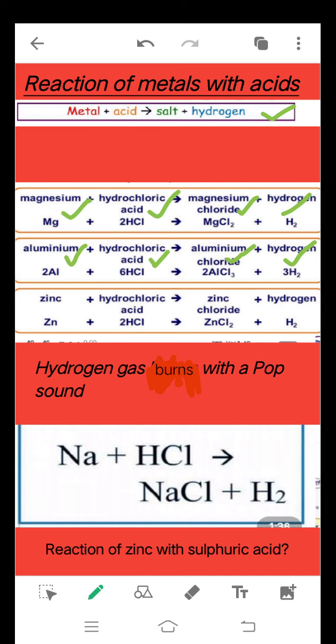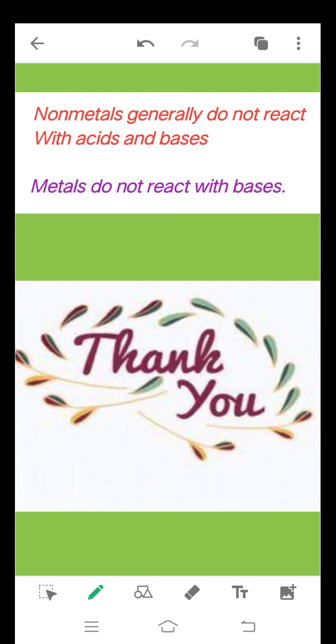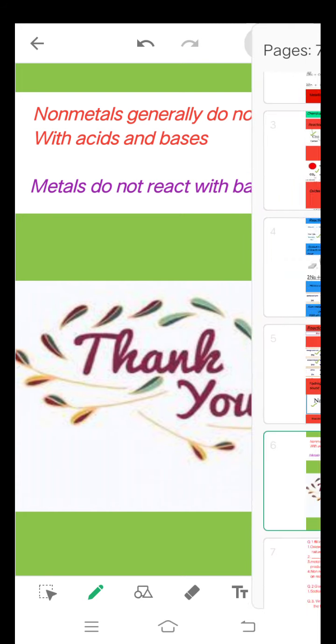Hydrogen gas burns with a pop sound, which indicates the release of hydrogen gas. Another common example is sodium reacting with hydrochloric acid to form the common salt, sodium chloride, and releasing hydrogen gas. Right? Now, these were some chemical properties. Non-metals generally do not react with acids and bases, and metals do not react with bases. They react only with acids.